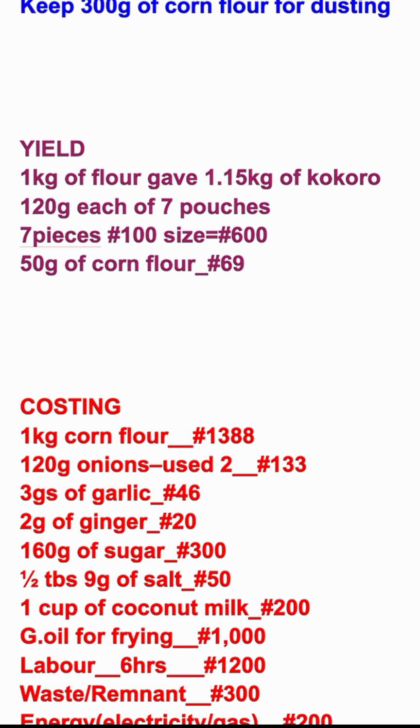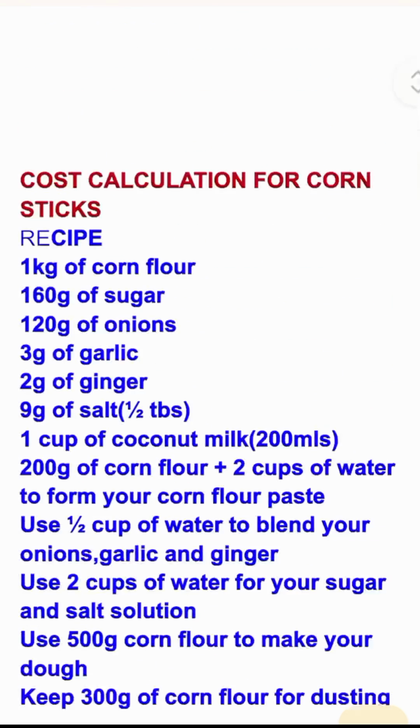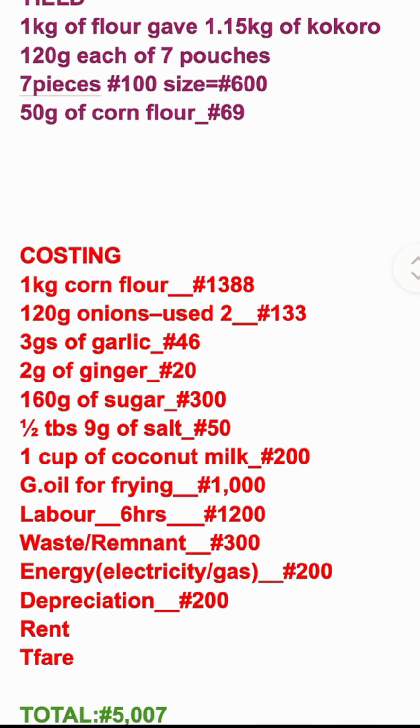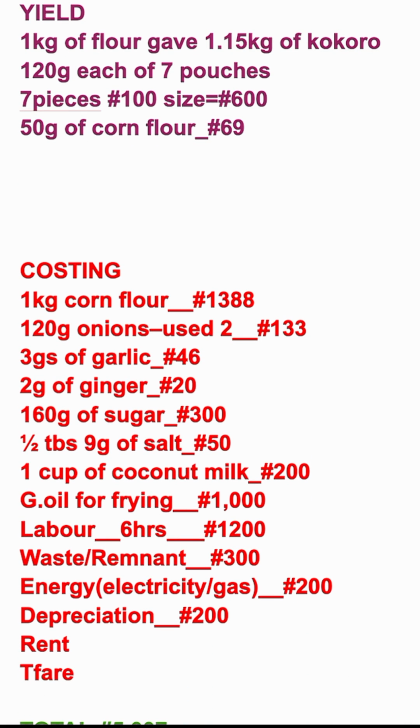So the same thing you are going to do to get the price of each and everything that you use here. So for my ginger, my 2 gram of ginger is 20 naira. For the garlic, for instance, I got 13 pieces of garlic at 100 naira. So if I used about 6 pieces, which is 3 grams, that is 46 naira. The same thing with the ginger. And there's some that you just assume the price, like 9 gram of salt is assumed to be 50 naira.